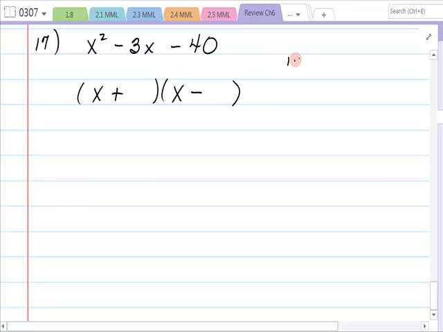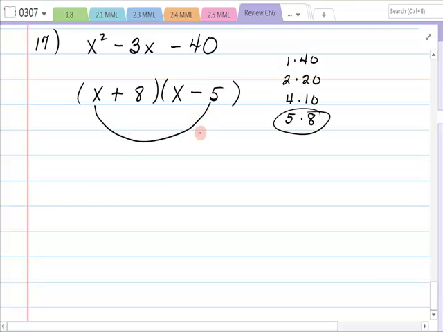So 1 times 40, nope. 2 times 20, nope. 3 doesn't go in there. 4 times 10, nope. 5 times 8, bingo, got it. Now, does it matter where the numbers go? Yes. Now, I'm just going to throw them in there. Don't write it down yet.